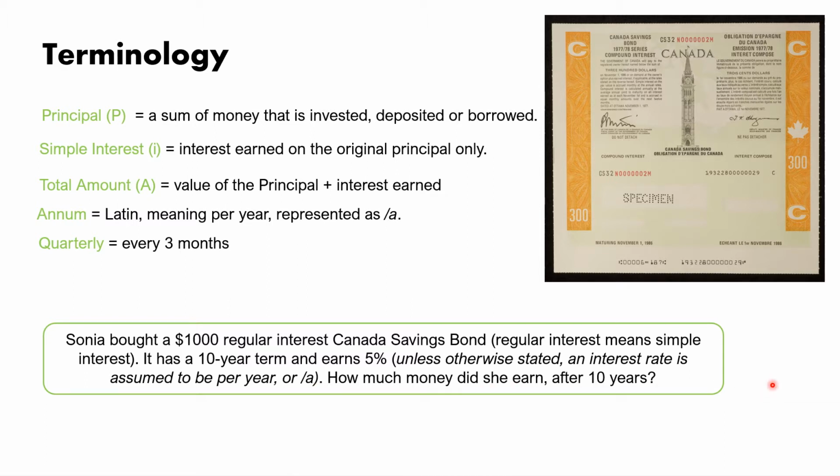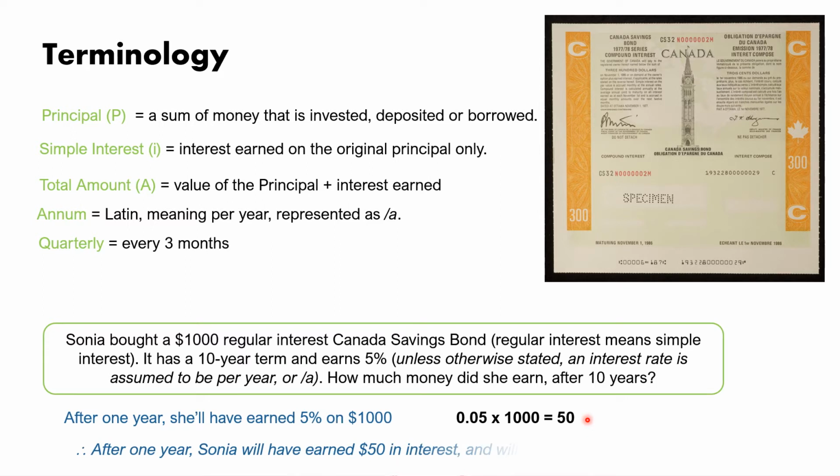So let's just talk about 1 year first. After 1 year, she'll have earned 5% on her $1,000. So how much money is that? That's 0.05 times 1,000, which is 50. After 1 year, Sonia will have earned $50 in interest, and she'll have a total amount of $1,050. So her principal, the amount that she put in, was $1,000. The interest that she earned was $50, and then the total amount was $1,050.